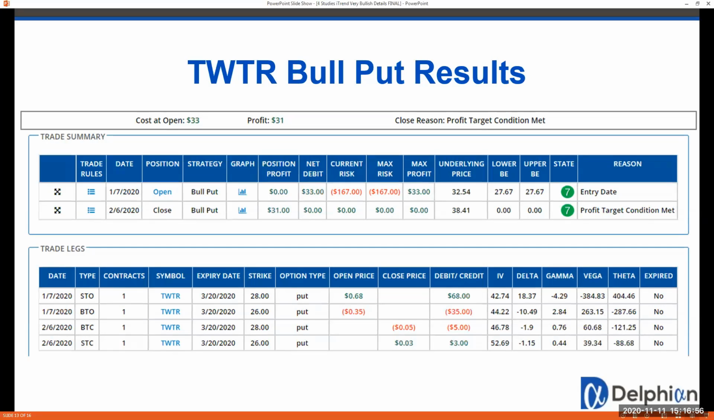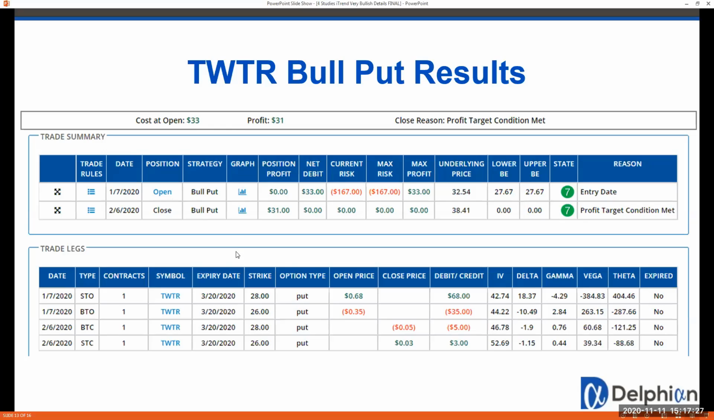The bull put is similar to what was mentioned before, with a risk to reward scenario, but that doesn't take validity away from the trade at all. The bull put trades, I believe, are really great trades to utilize in your account as well. So 1/7, same entry date. You can see that we sold the $28 put and we bought the $26 put for protection. And then on February 6th, we got out of the trade for minimum amounts of money and were able to collect that $31 profit.